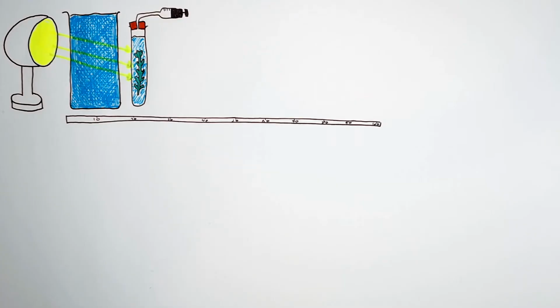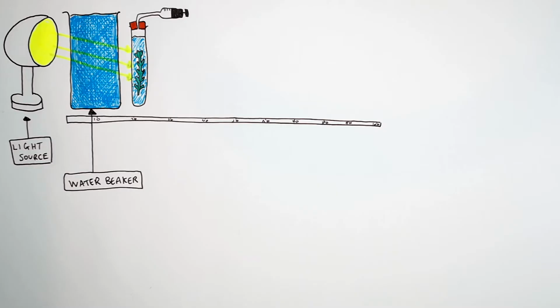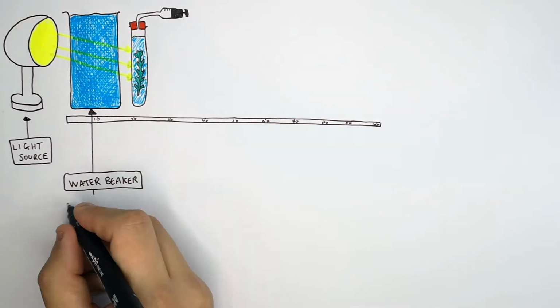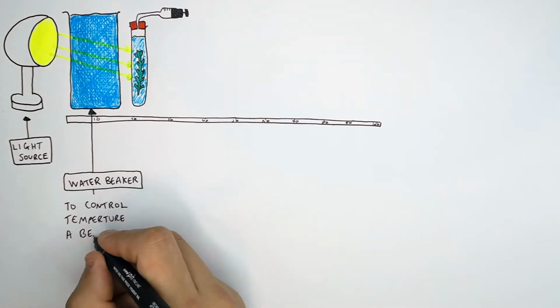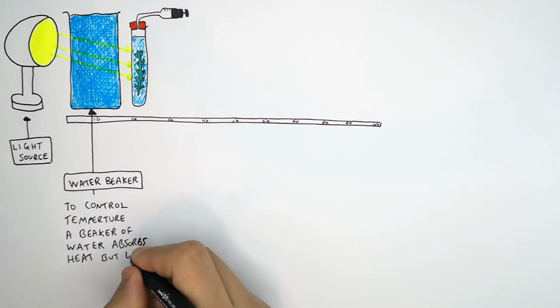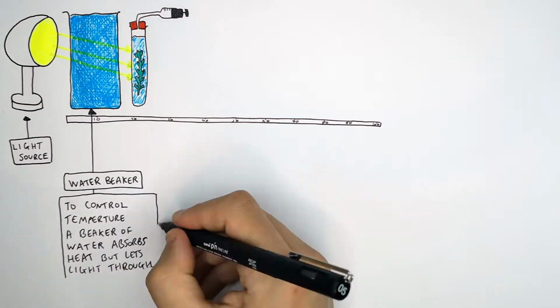So let's recap. This is the light source. This is the beaker of water where the thermal energy is going to be transferred into. So to control the temperature, a beaker of water will absorb the heat, but it will let light through.